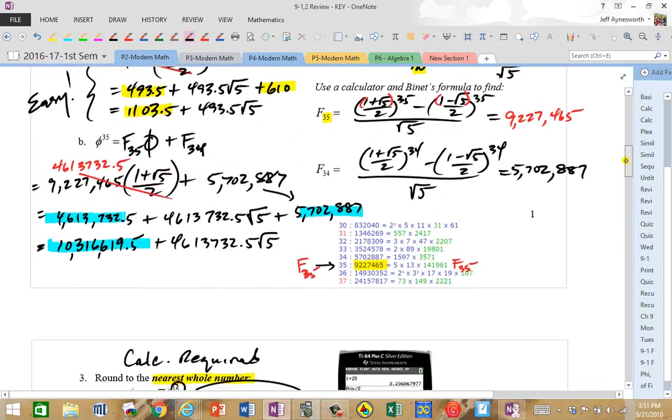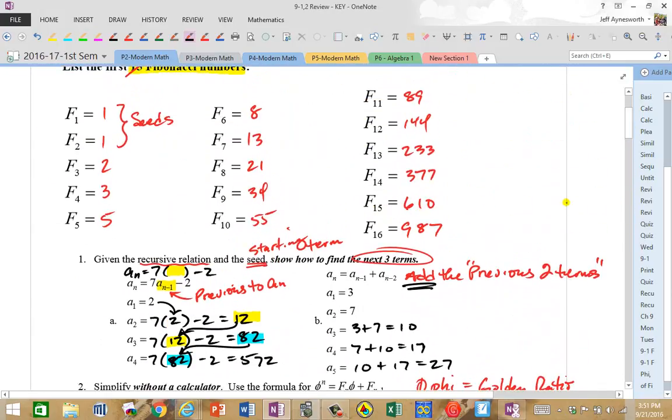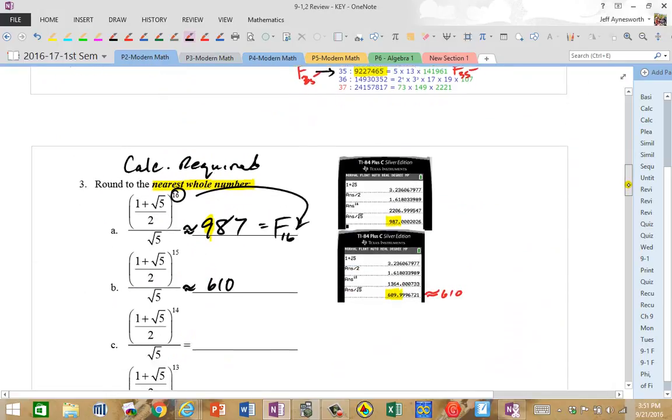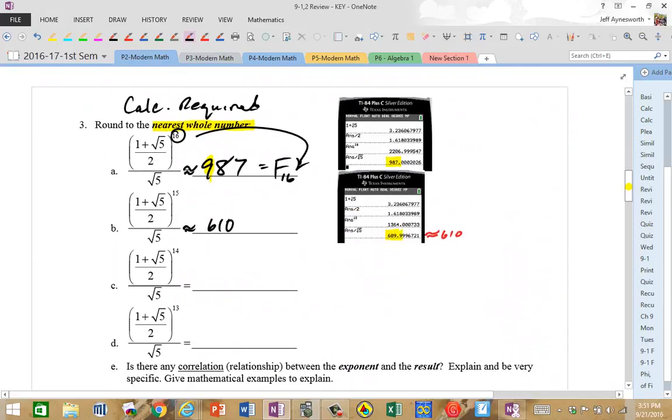All right, so what's going on here? We need to round it to the nearest whole number. So let's highlight this. 609.9 gets rounded to 610. So that's approximately equal to 610. And if you look back up here, it's the 15th Fibonacci number. So you can use part of Binet's formula to calculate your Fibonacci numbers too, by the way.